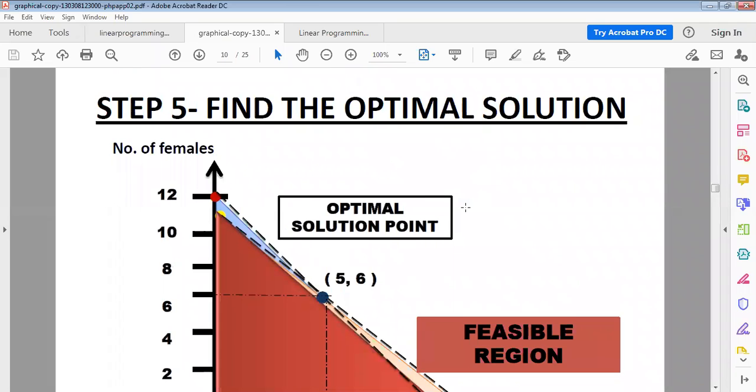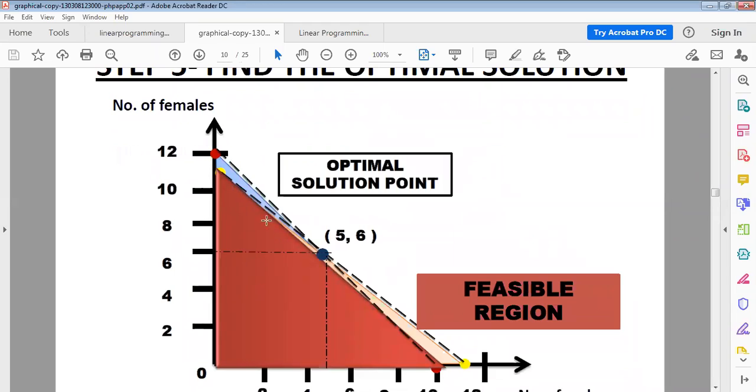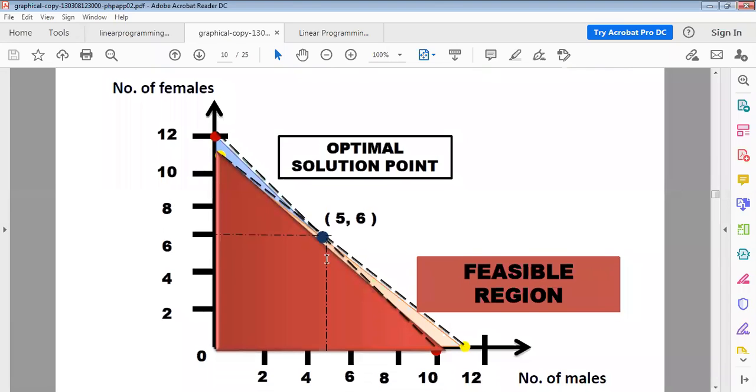Now find the optimal solution. Combining these two constraints, we get the feasible region, and this is the point of intersection of the two given constraints. So there are 3 corner points: one corner point, another corner point, this corner point, and this is the origin corner point. How many? 4 for this problem. And this is called the feasible region. In this feasible region, there are 4 corner points, and the optimal solution lies at one of them.